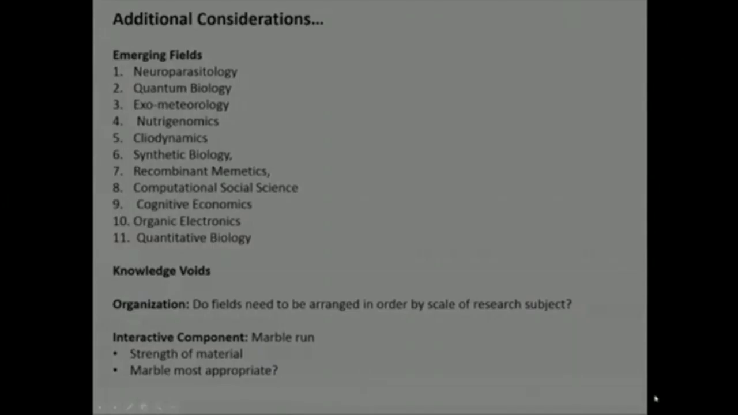Knowledge voids. How do I include those? Organization, as I mentioned before, does it need to be organized from the smallest to the largest, or could it be mixed up, depending on how fields connect and collaborate?